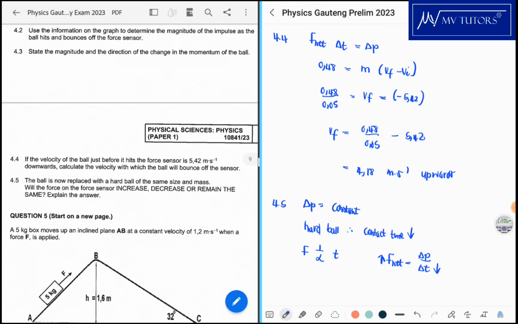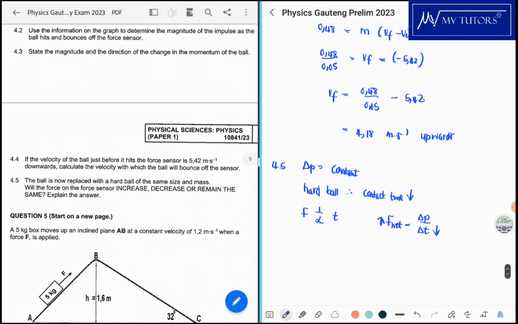Okay, so now coming back to the question, what will happen to the force? Will it increase, decrease, or remain the same? The fact that the contact time will be reduced means that our answer will be, it will be increased. And that's because our contact time has been reduced. Therefore, the force will be higher. And that is why if you hit someone with a harder ball than a soft ball, they will feel a lot of pain because the force is a lot. Whereas with a soft ball, it's all good. All right, and that is it for question 4.